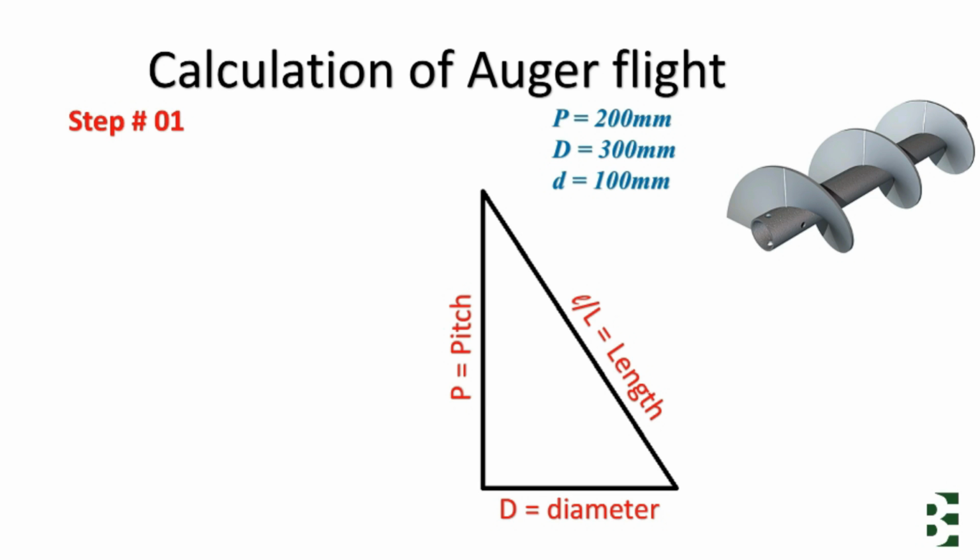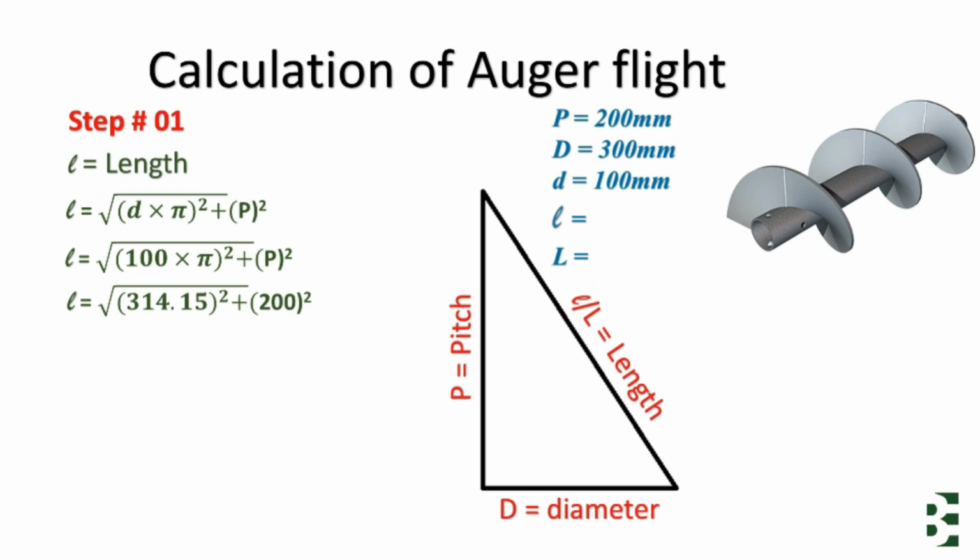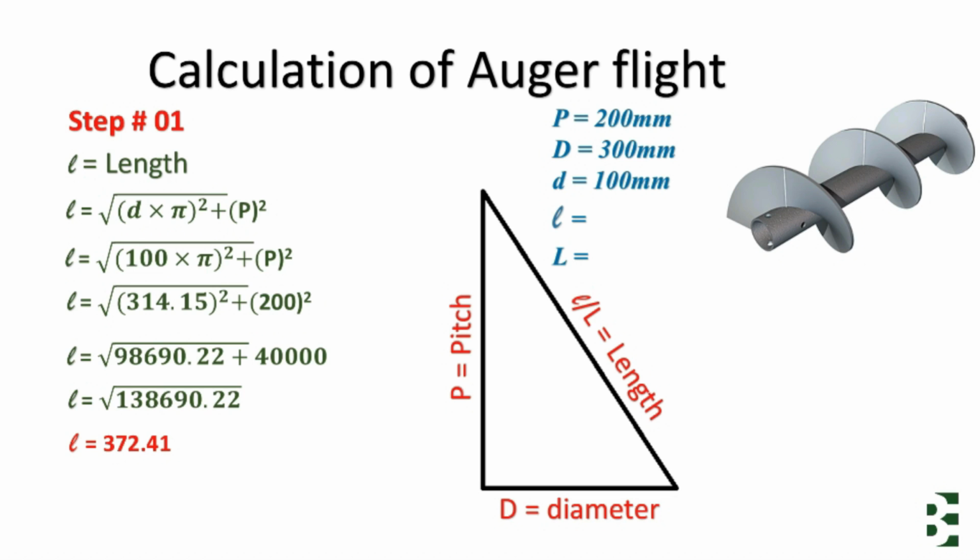In step one we will calculate the small length, and for this we have a formula: under root d into pi square and the pitch square. Now I will put the values, and you can see, by multiply and then open the square root by adding both the values, and the result is 372.41. These all dimensions are in millimeter.